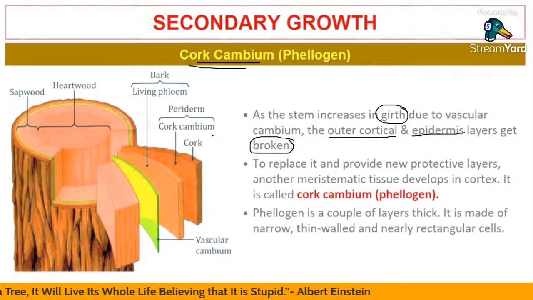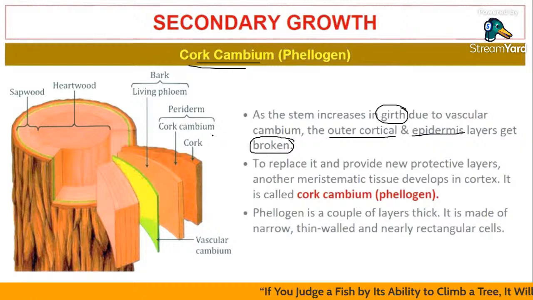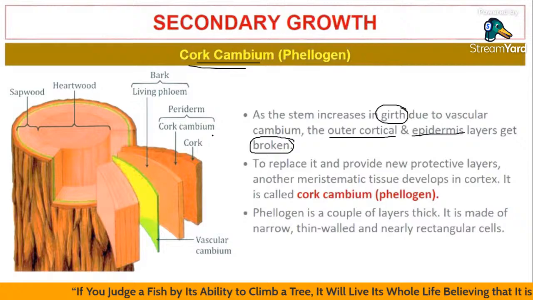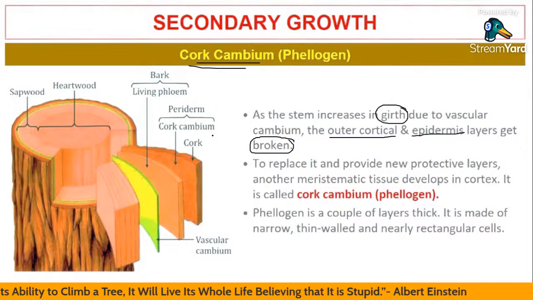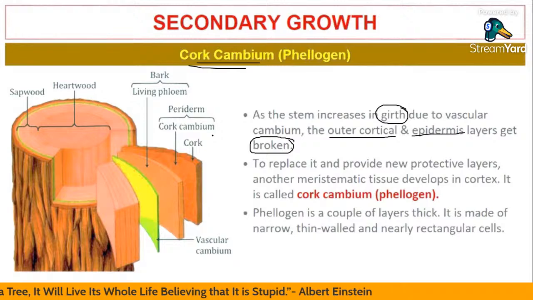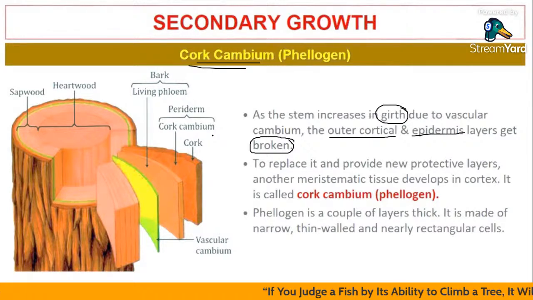If you hold your breath, you can wear it, but when you start breathing, what happens? Due to the increase in your body size, the shirt becomes tight. The buttons connecting both sides won't be able to hold together as you grow, so it will start breaking out. Exactly like that, as the stem increases in girth, the outer layers like the epidermis and outer cortical layer will start breaking out.